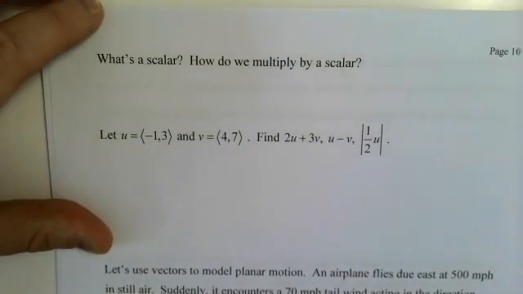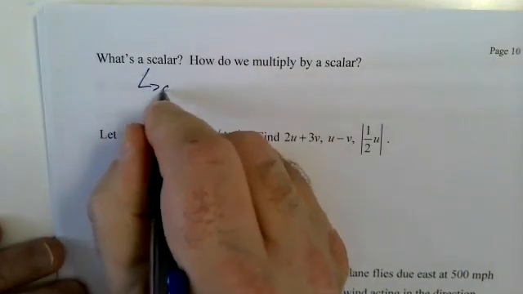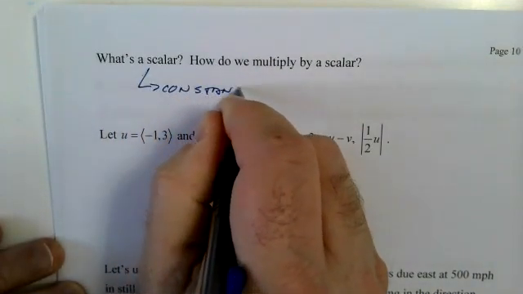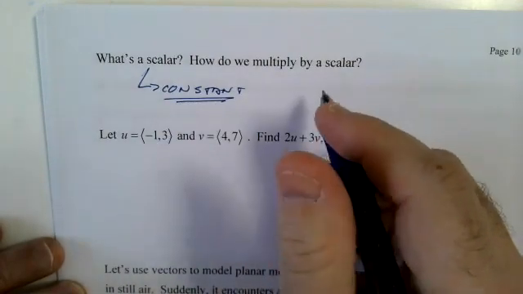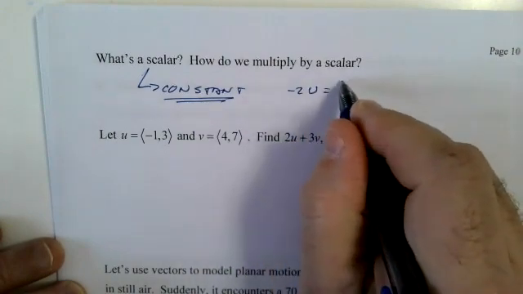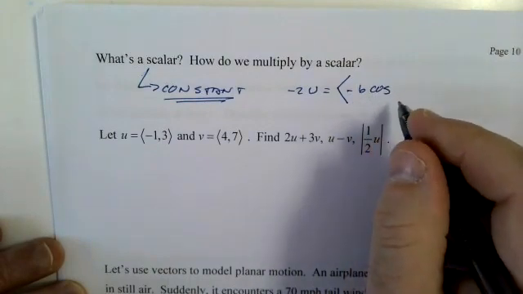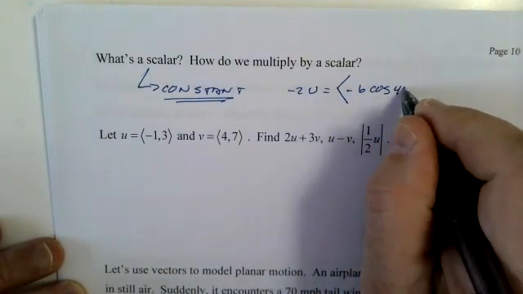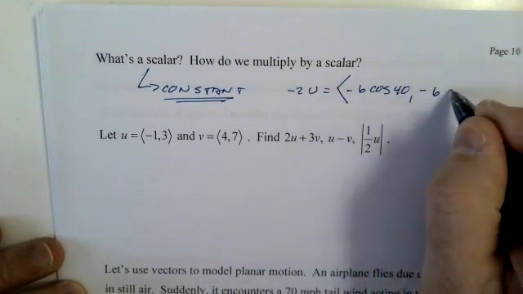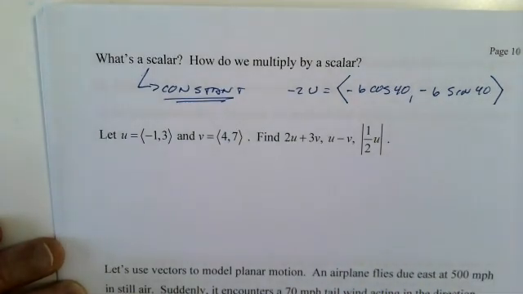Well, what's a scalar? That's pretty straightforward. It's just some number that we're going to multiply by to bump it up. It's a constant. How do we multiply by a scalar? If I have, say, -2 times that u we just did, it would be -6 cosine of 40 degrees, -6 sine of 40 degrees. And that's how you multiply by a scalar. You just slap it out front.